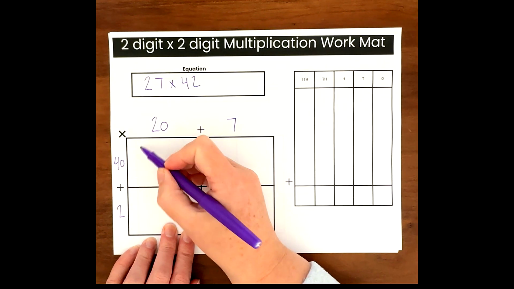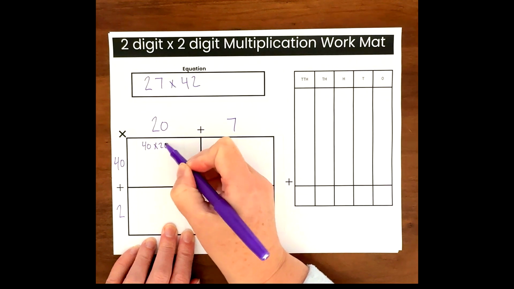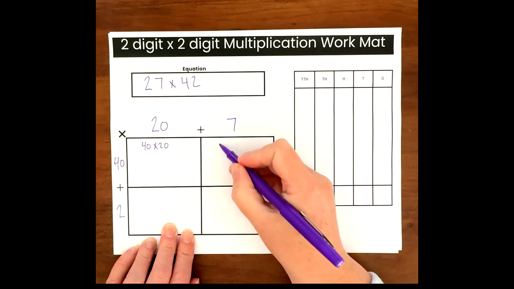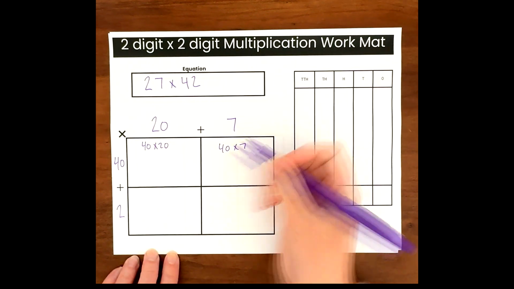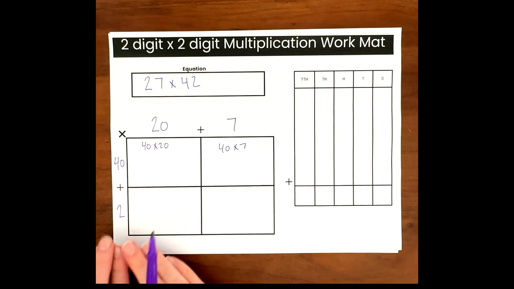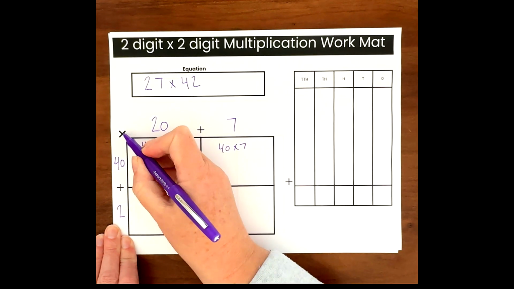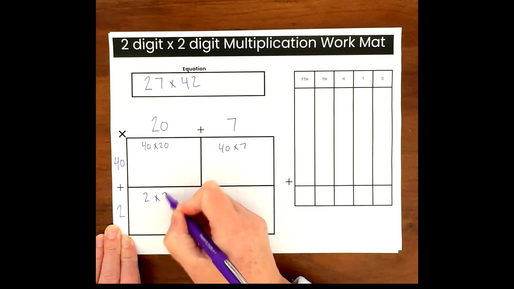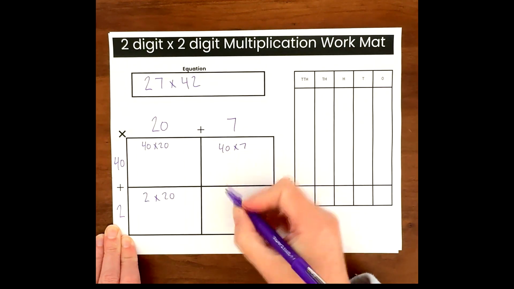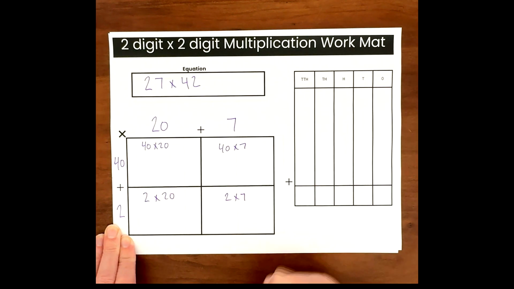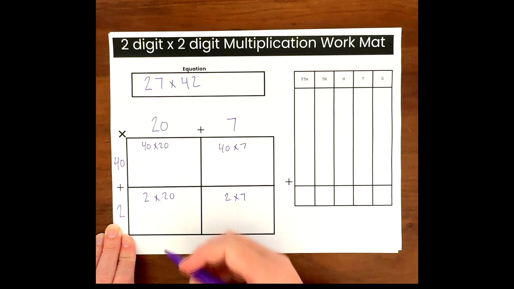40 times 20. 40 times 7. Then I've got that row. Now I'm going down to this row. 2 times 20. 2 times 7. Now that I have my equations, I'm following that same routine.